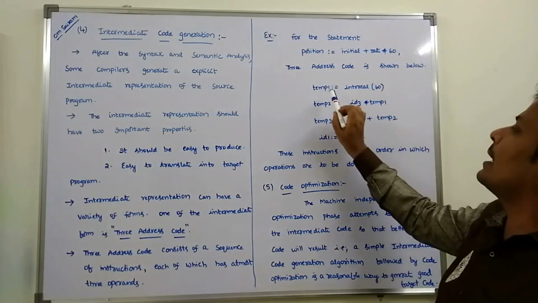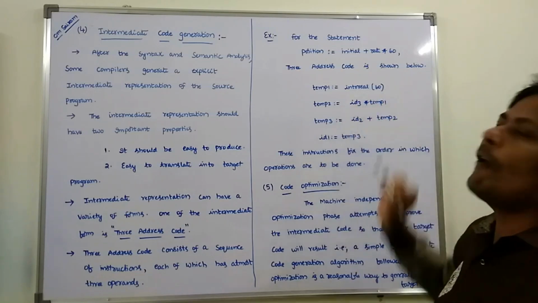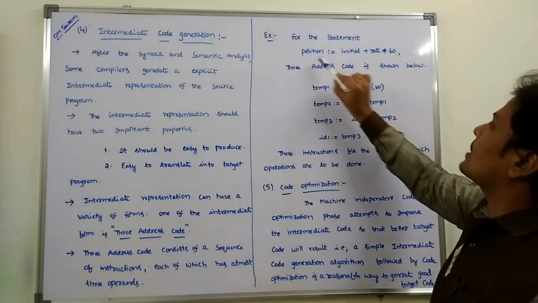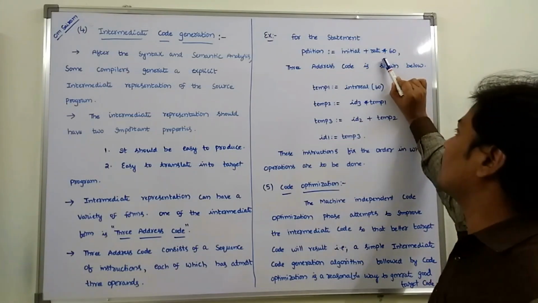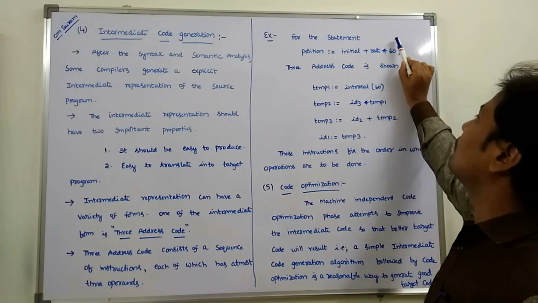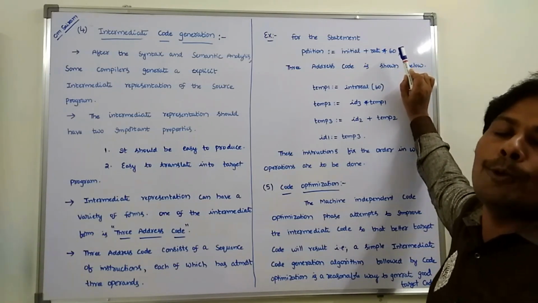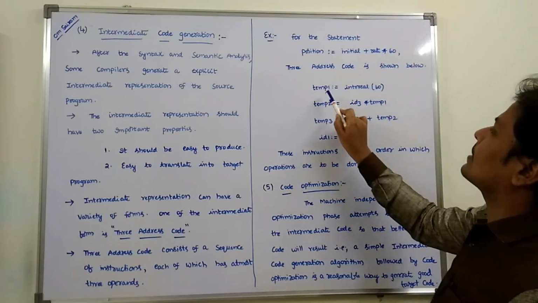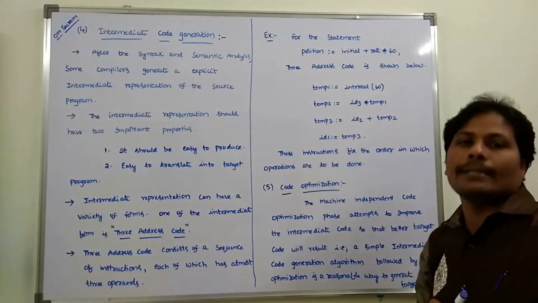So first one is temp1 is equal to int to real of 60. In this one, highest priority is given to the int to real operator. So first we are converting the integer 60 into real by using the int to real operator. So that is temp1 is equal to int to real of 60.